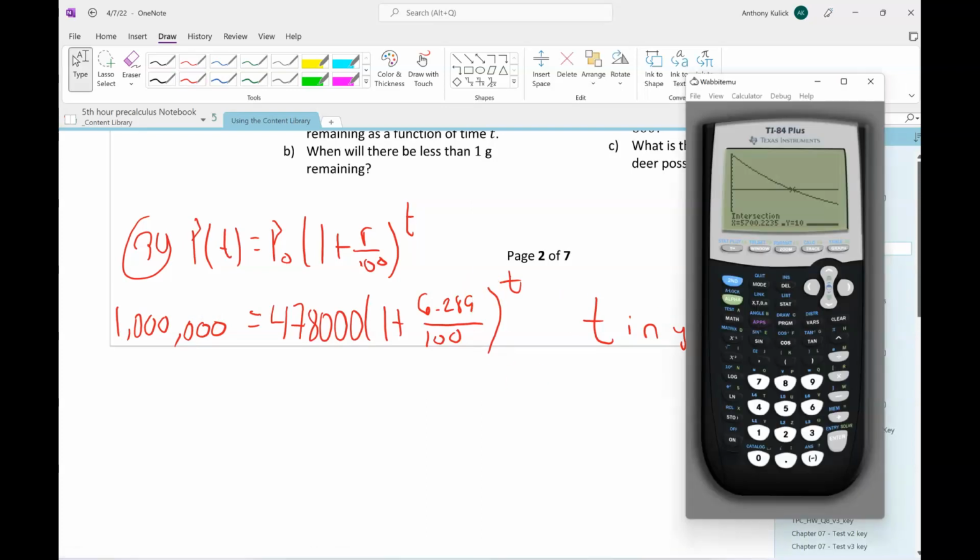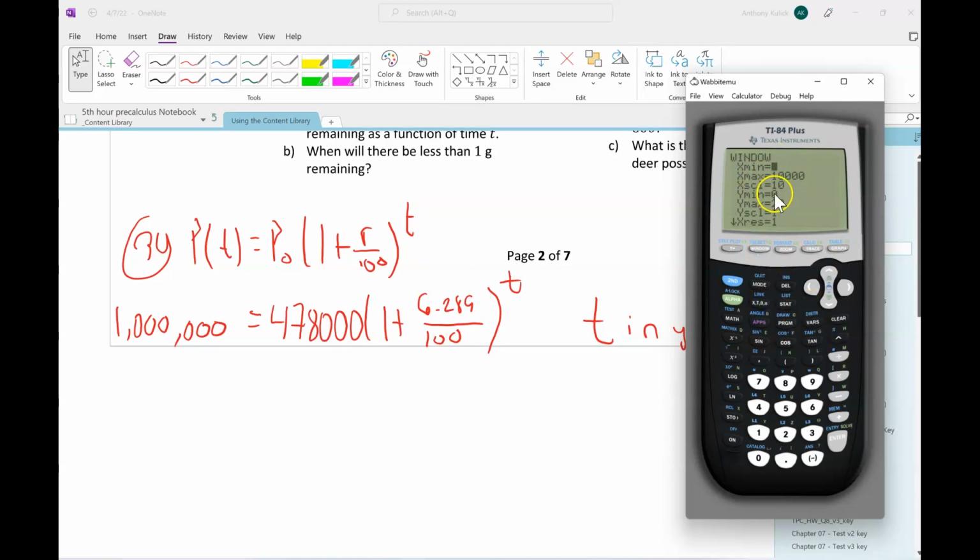So to do that, I'm just going to go to my calculator. So the left side, I'm going to make 1 million, that's 6 zeros. And 478,000 times (1 plus 6.289 divided by 100) to the x.